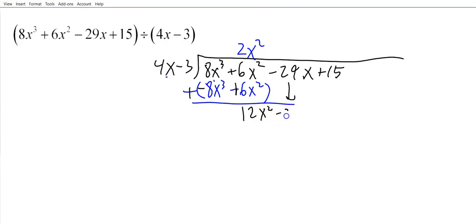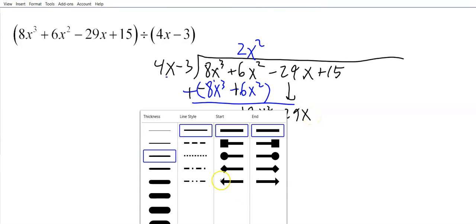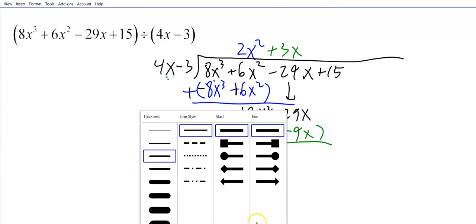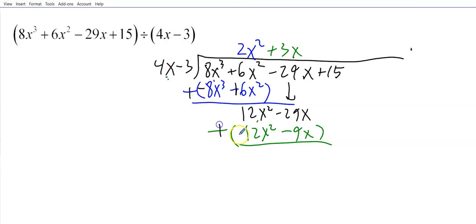Bring down the next term, minus 29x. Now we're looking at the first term of this row. So 4x times what is 12x squared? That would be times 3x. So plus 3x, a positive 3x, so it's plus 12x squared. Negative 3 times 3x is minus 9x. We're going to subtract that, distribute the negative, and you get negative 20x. Bring down the next term, plus 15.